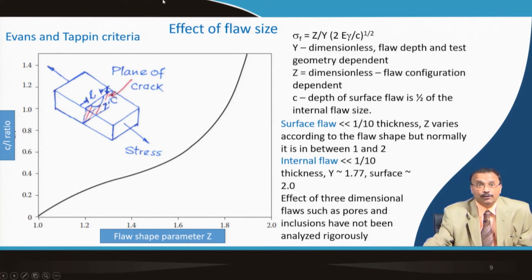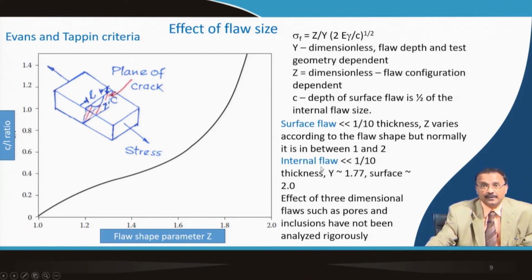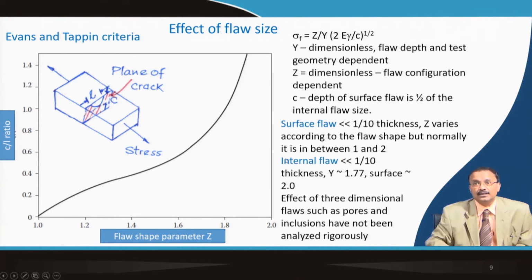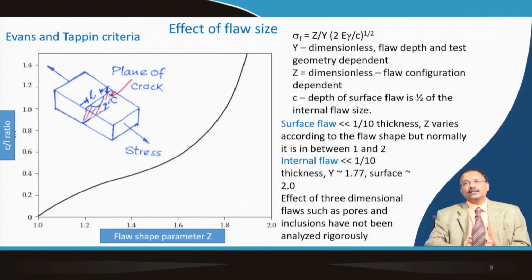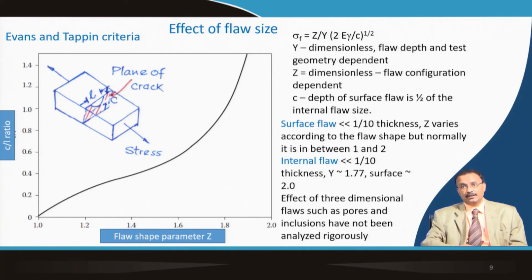In case of an internal flaw, not the surface flaw, but a flaw that stays somewhere in between in the sample, and this flaw size is less than 1/10 of the thickness, then usually Y is taken as 1.77, and in case of the surface flaw, it is taken as 2. So, these are all empirical relationships, and using this you can estimate the fracture stress of a ceramic sample.